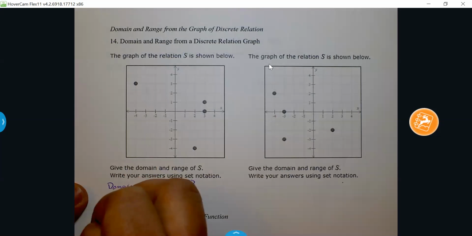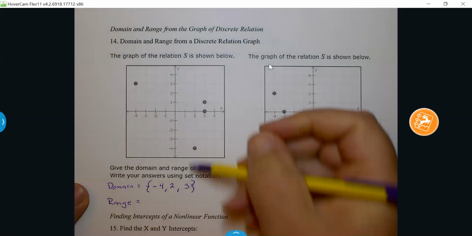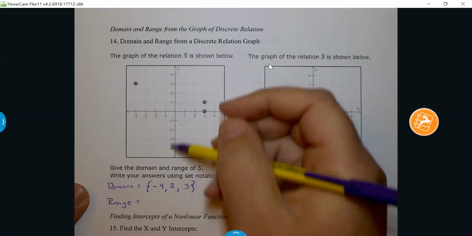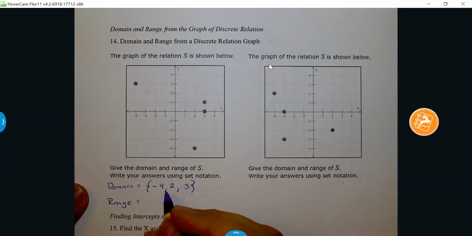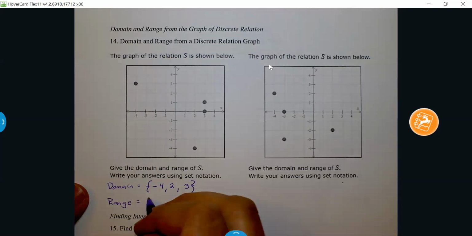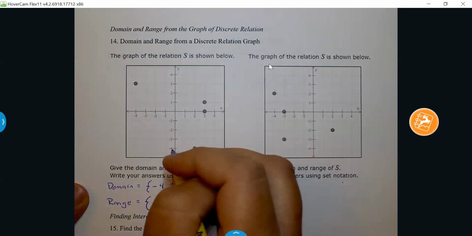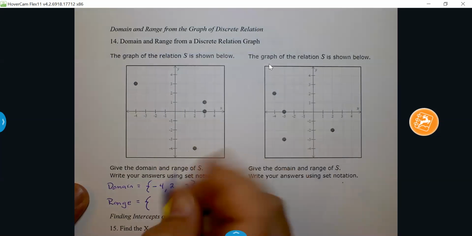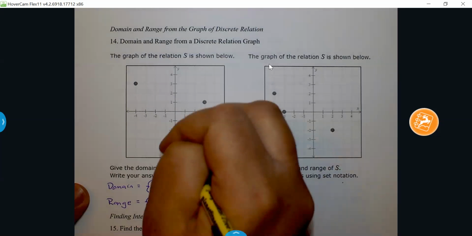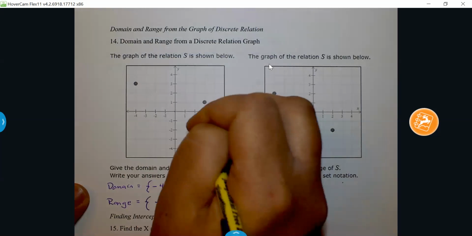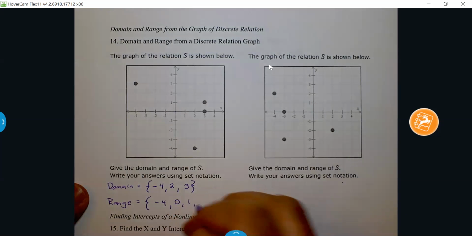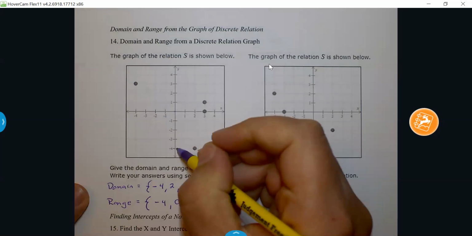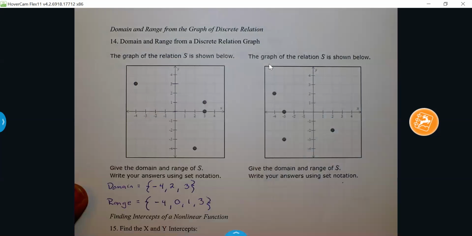Now our range is the set of all y values. We're going up and down. So we're starting at the bottom and working our way up, looking at y values. They do not need to correspond to these points in the same order. So we start with our lowest y value. Our lowest point is here. Our lowest y value is -4. Then we go up. We have a y value of 0, then 1, then 3. So we work our way up: -4, 0, 1, and 3.